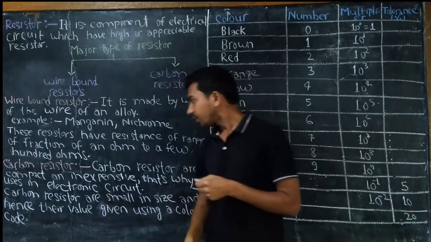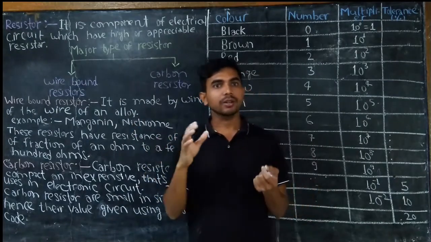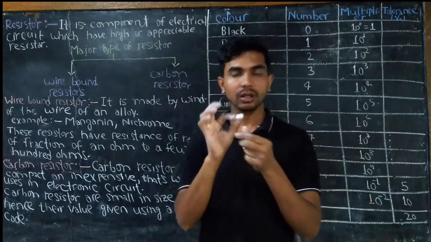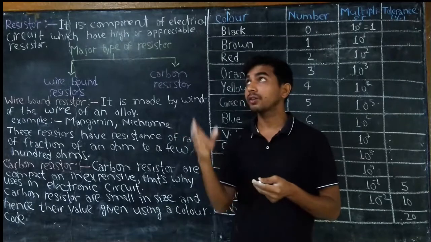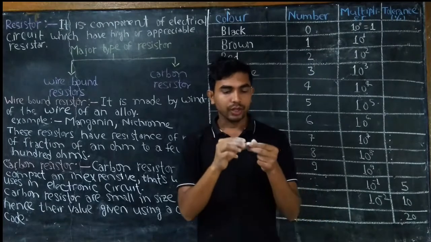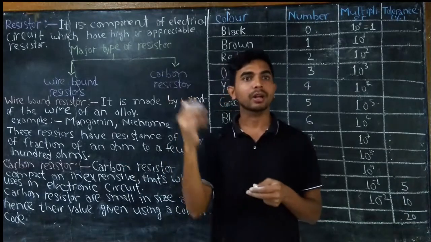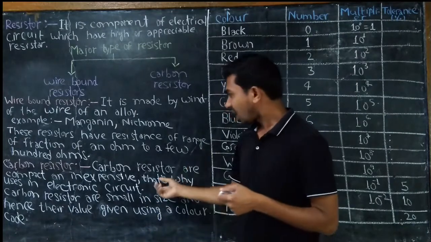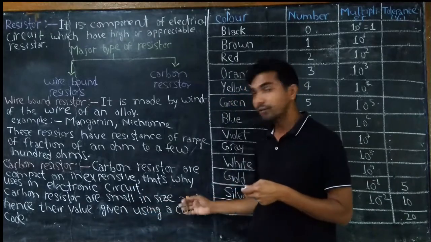Carbon resistors are what we use nowadays in electronic circuits, and they are very small. Even smaller than this one. Inside an LED bulb, for example, you are able to find a carbon resistor. Mainly we use this resistor in our electronic devices. It is made up of carbon, and it is very small.